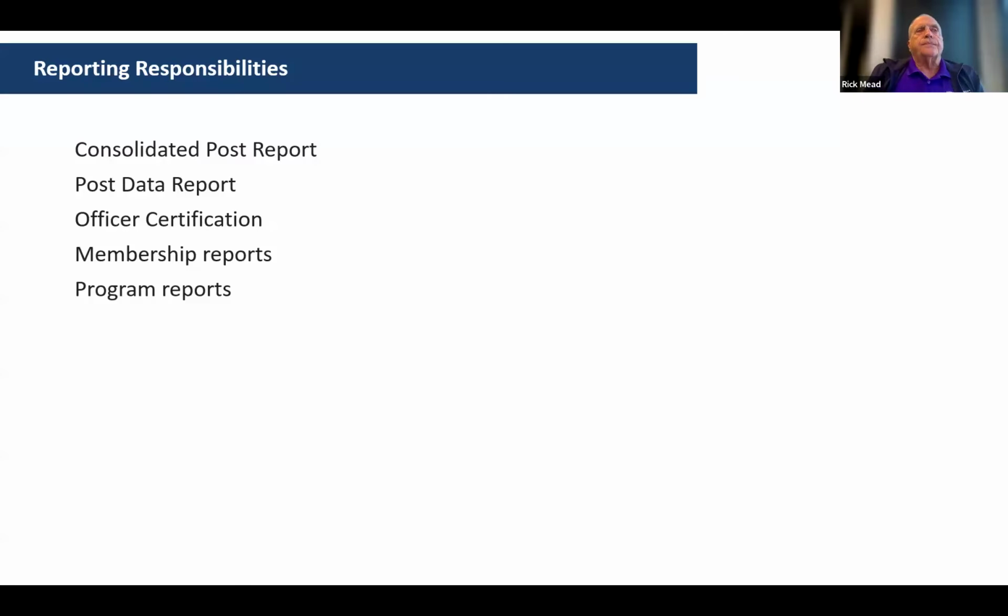The other one is the Consolidated Post Report, CPR. That is where you're recording what things you do within your post that are related to the four pillars of the American Legion. There's information in there on your support for the various Americanism programs, whether it's Boys State, Scouting, shooting sports, and what have you.